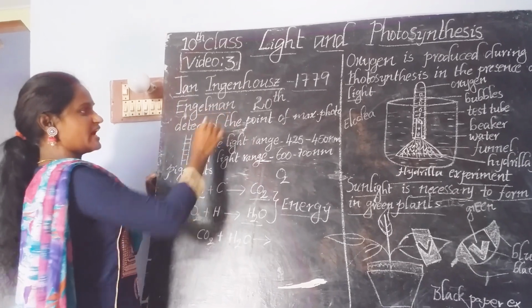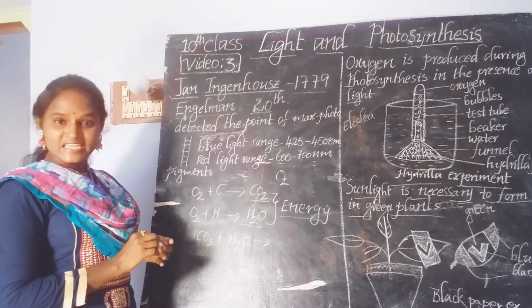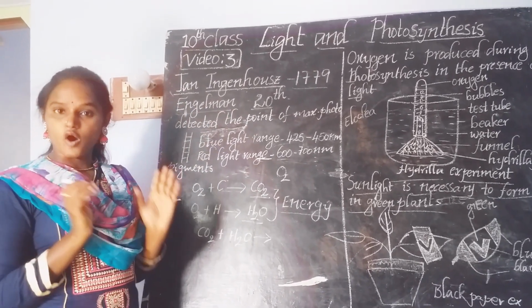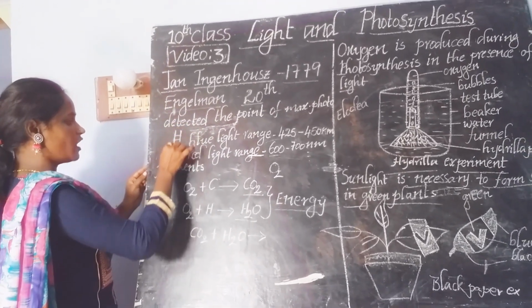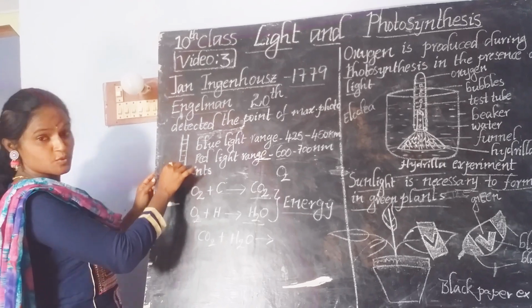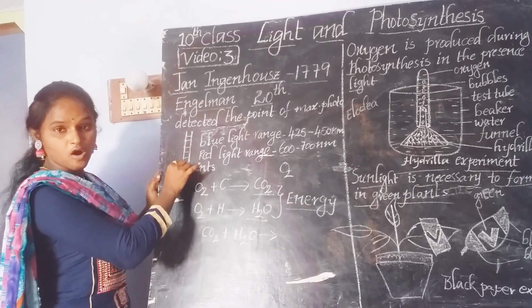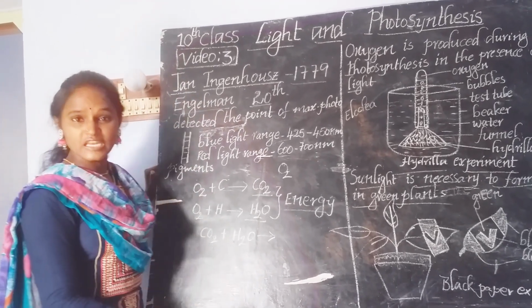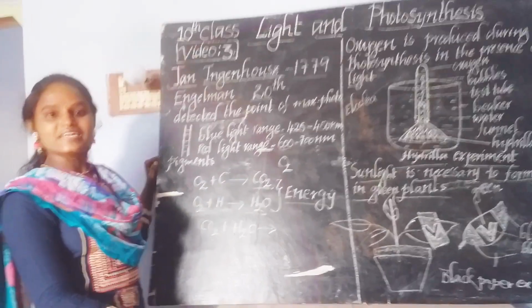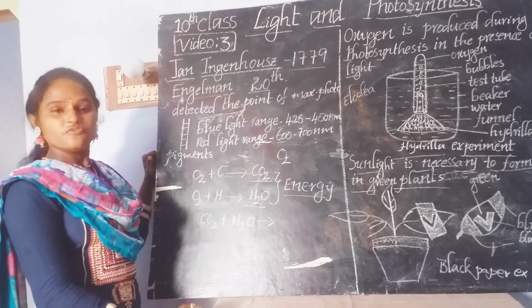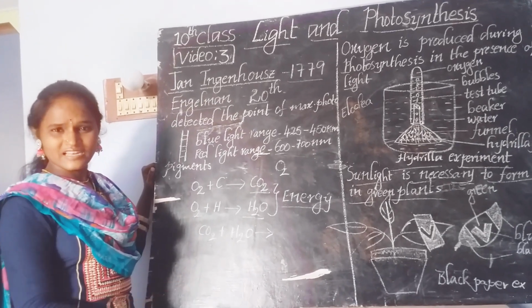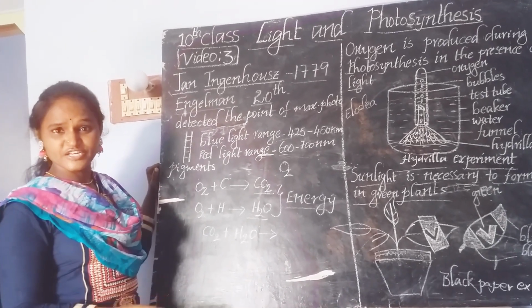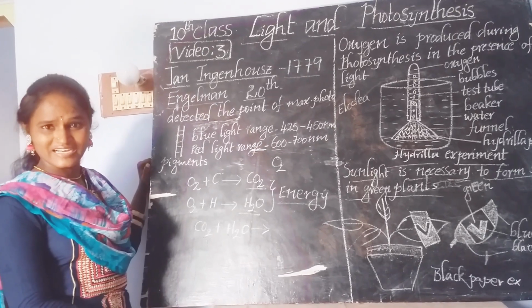And Engelmann proved that experiment by taking a strand of algae. He took a strand of algae and exposed it to different colors of light. In the sun, we all know the rainbow. A rainbow contains different colors, as you already studied in your earlier classes.